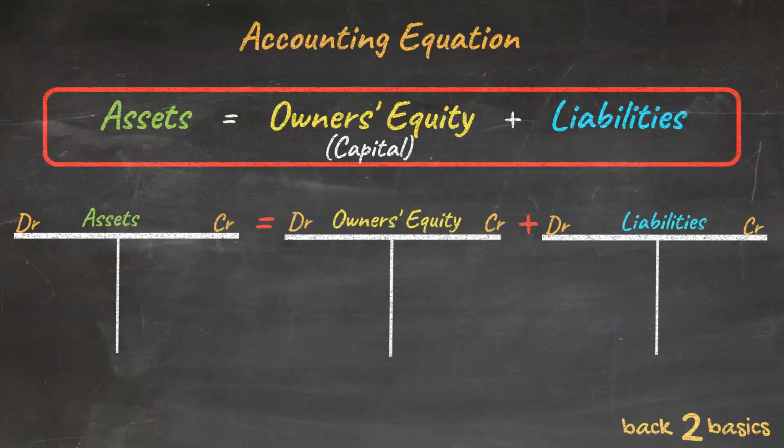Using T accounts, we can demonstrate the impact on the equation where assets increase on the debit side and decrease on the credit side. Owner's equity or capital will decrease on the debit side and increase on the credit side. And liabilities also decrease on the debit side and increase on the credit side.